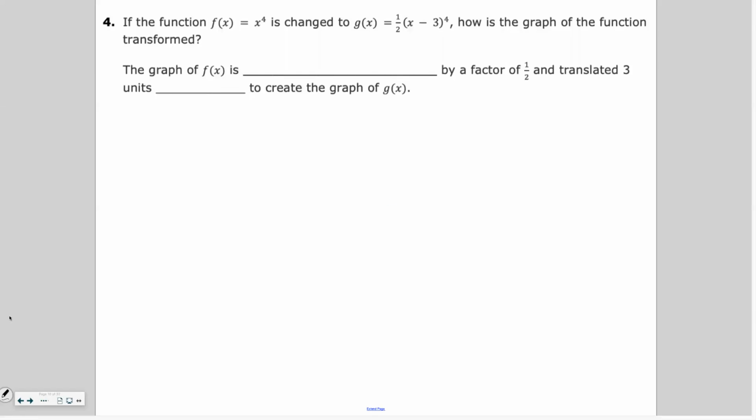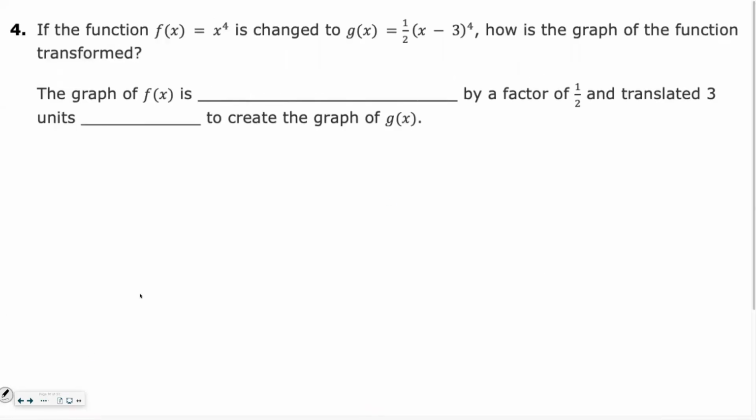Let's take a look at number 4 here. It says if the function f of x equals x to the fourth is changed to g of x equals 1/2 times the quantity x minus 3 to the fourth power, how has the graph of the function been transformed?